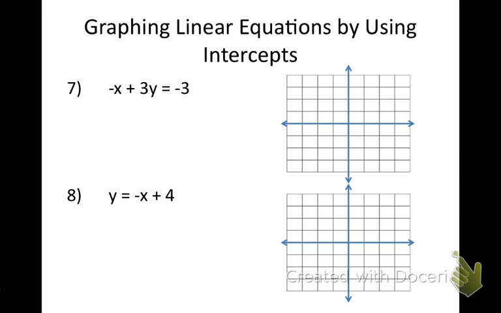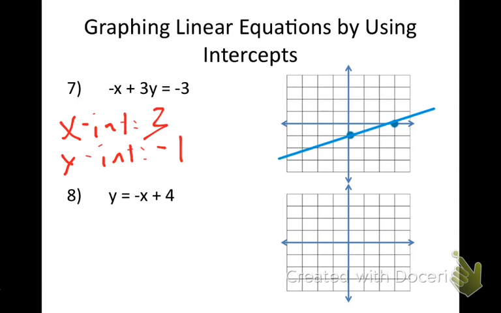Same idea, try these next 2. Now look at number 8. Number 8 is not in what would be standard form. So your x-intercept might look a little different there. All right, so number 7, x-intercept is 3. I agree with that. And the y-intercept is negative 1. I agree with that. Okay. So I plot the points there. X-intercept 3, y-intercept negative 1. Connect them with my line here. And there's number 7. Nice job.